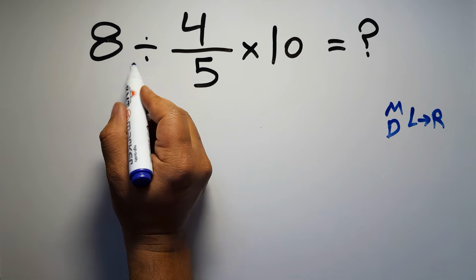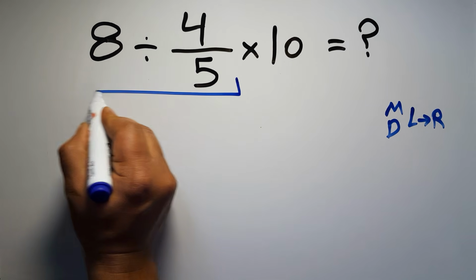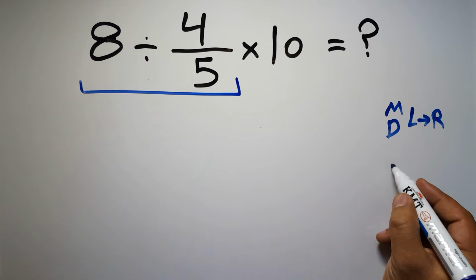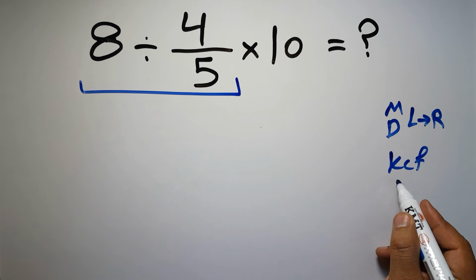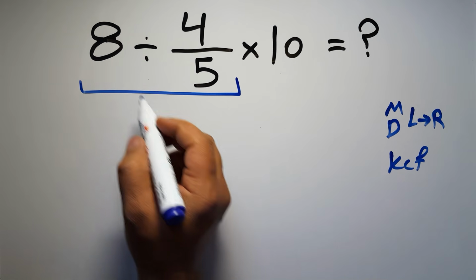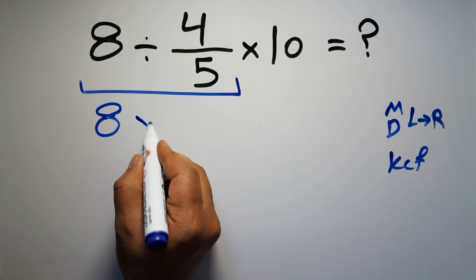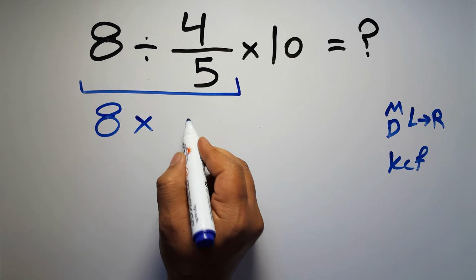So first we have to do this division. 8 divided by 4 over 5. According to the KCF rule, K stands for keep, C stands for change, and F stands for flip. We can write keep the first fraction, change division to multiplication, and flip the second fraction.